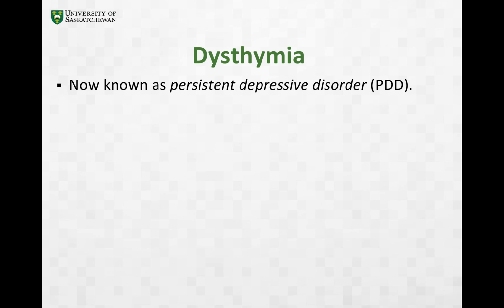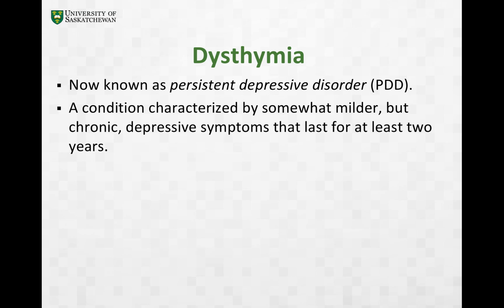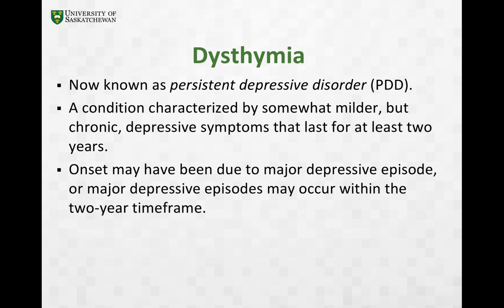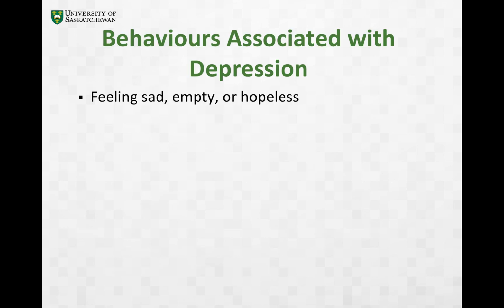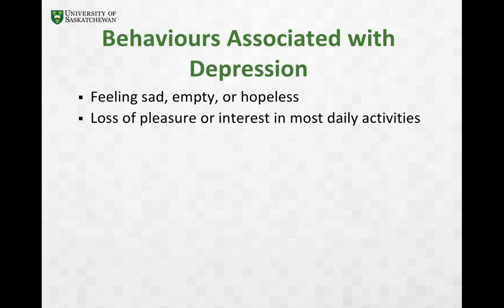So that is one, and we'll talk a little bit more about some of the characteristics, but in addition to this, there is another type of mood disorder in the depression category called dysthymia, and it's now known as persistent depressive disorder, and it's characterized by somewhat milder but chronic depressive symptoms that have lasted for at least 2 years. Now, the onset may initially have been due to a major depressive episode or episodes that have occurred within that 2-year time frame. Now, most people with PDD describe themselves as always having been this way because their depressive symptoms have been so long-standing.